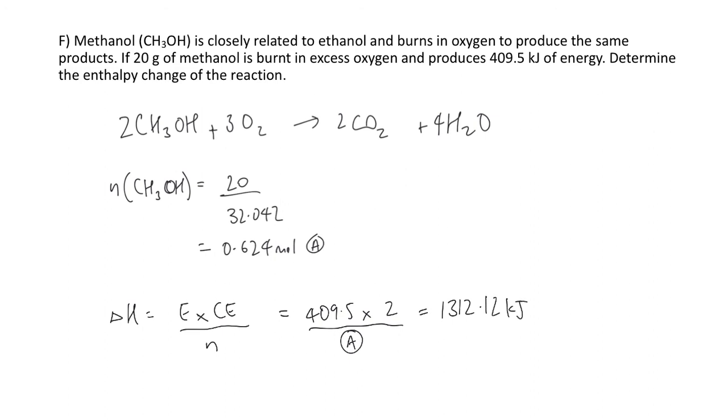That would be 1312.12 kilojoules. So I could write that out as delta H is equal to 1312.12, but then I've got to read the question, and it says that it produces this much energy, which means that it's an exothermic reaction, which means it's going to be a negative value. And that's how you do variations of the thermochemical equation.